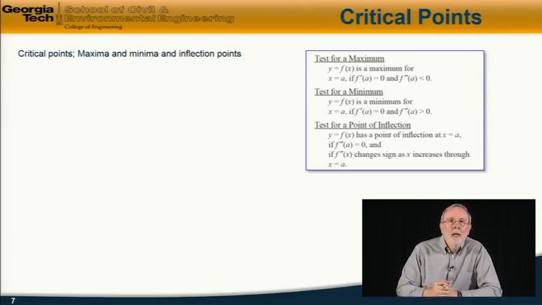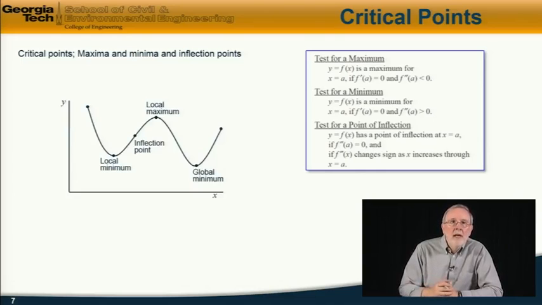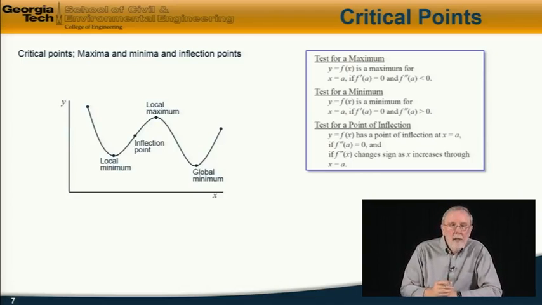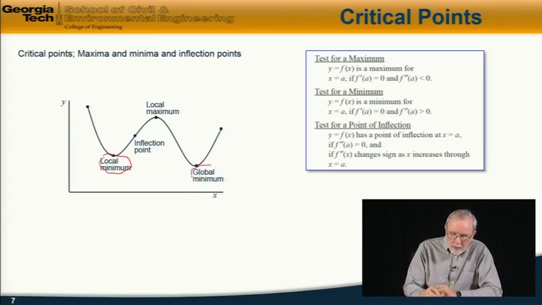Now also we're interested in critical points on graphs, in particular maxima, minima, and inflection points. And the rules for testing for maximum and minimum and inflections are given in this extract from the handbook over on the right-hand side. So generally speaking, we have a situation like this, where here we have a local minimum, here a global minimum, in other words, an overall minimum of the function, a local maximum, and an inflection point.